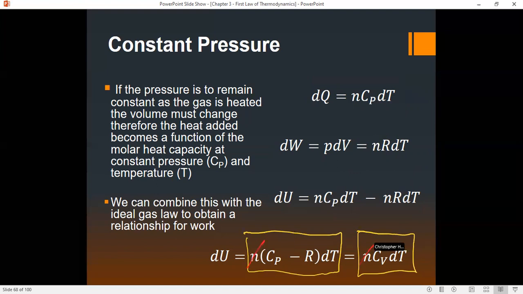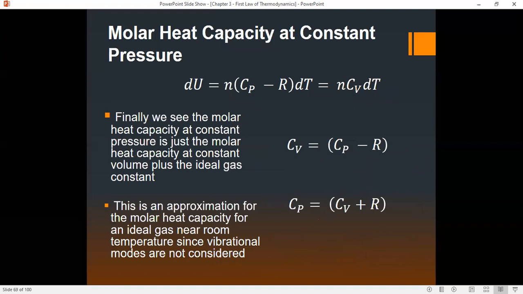Well, the number of moles can cancel out right there. dT can cancel out right there. And we get a relationship between Cp and Cv. And again, that's where that comes from. Cv, the molar heat capacity at constant volume, is one gas constant, R, less than the molar heat capacity at constant pressure. Or you can write this the other way. Cp is equal to Cv plus R.